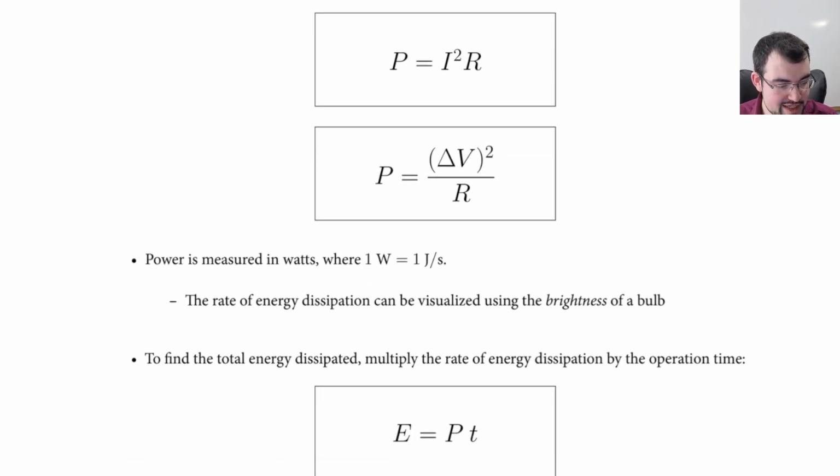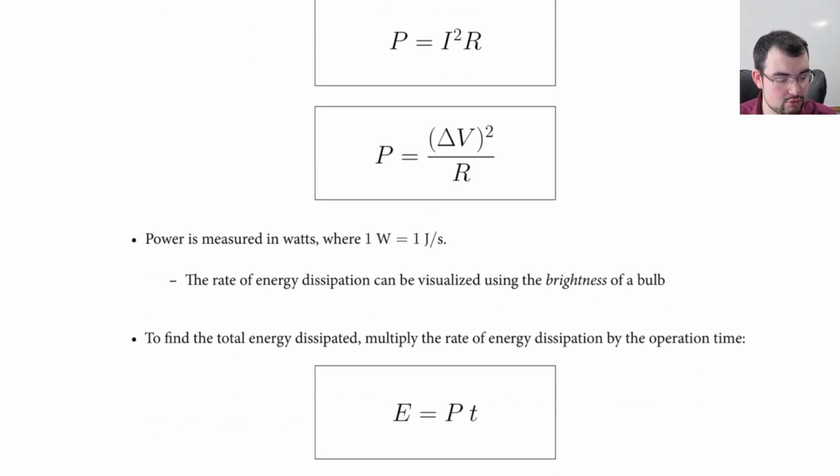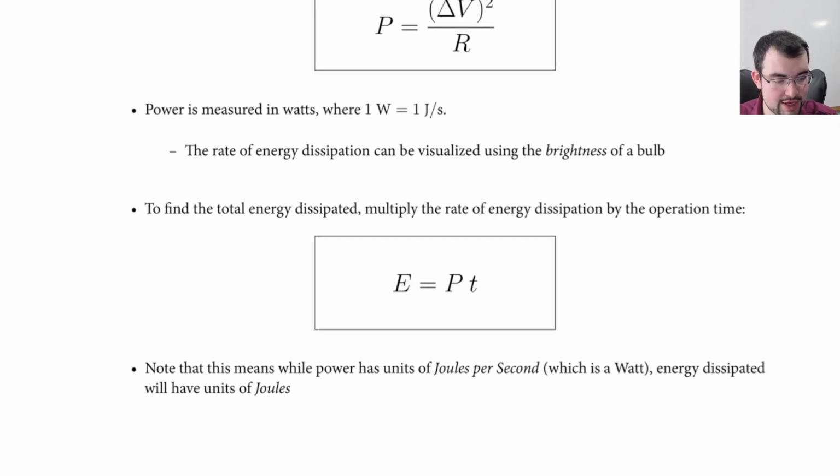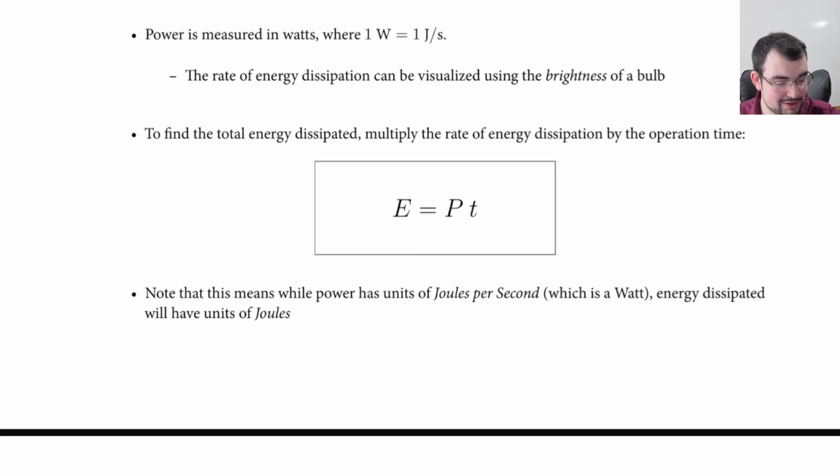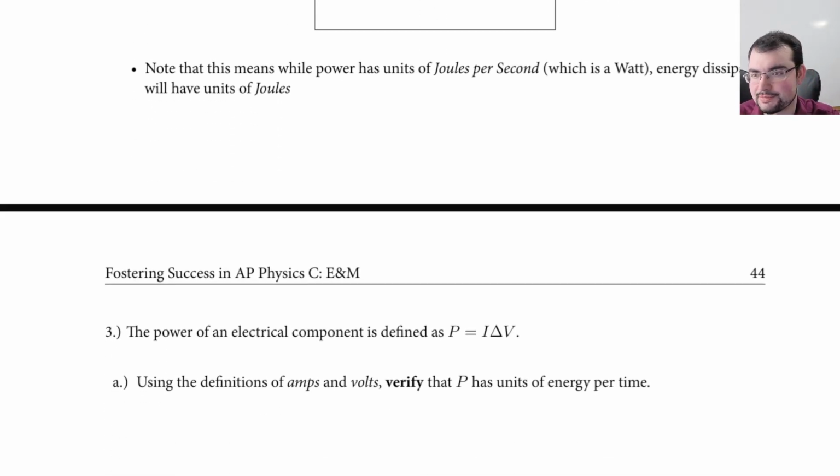So power is not energy. Remember, power is the rate that you use energy. So this is measured in watts, which tells you how many joules are being used every second, how many joules are being transferred every second. So if you want to find energy dissipated, you have to multiply by the time that a given component is active. So power is joules per second, but energy is just joules. So be careful about which one you want.